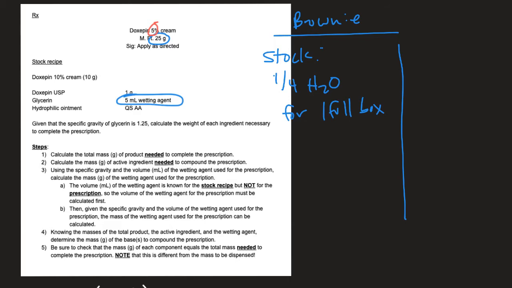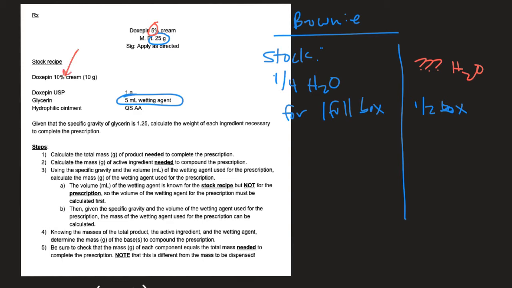But let's say we don't want to eat the full box. Let's say we're gonna make half the box. So for half the box of brownie powder, how much water do we need for this new recipe, for our new prescription? So we're going from the stock to the prescription. We know how much wetting agent we needed for the stock, but how much are we going to use for the prescription? Especially since we're using a different strength.